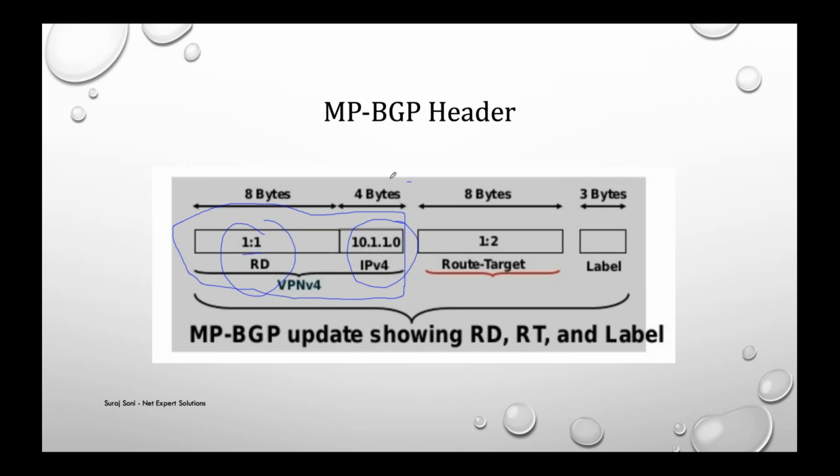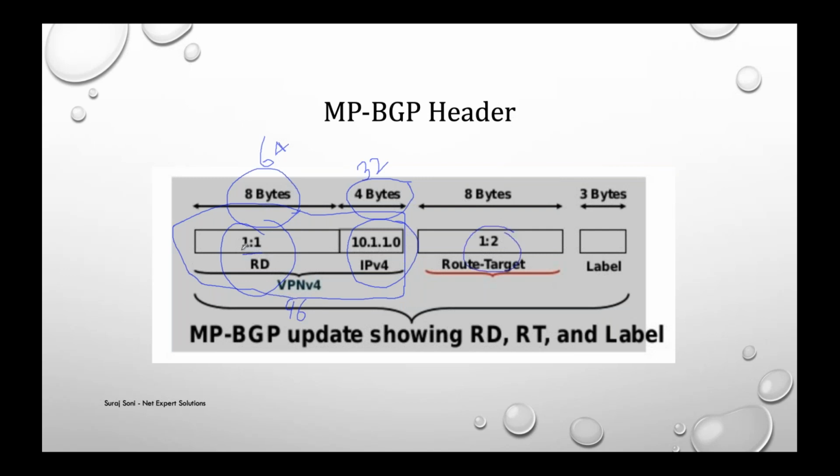So this is your 4 bytes, and this is 8 bytes. So this is your 32 bits, this is 64 bits. So your VPNv4 itself is 96 bits. None of the protocols can carry a 96-bit prefix. It has to be carried by only MPBGP. Then on top of that, you have a 64-bit, 8-byte route target value also.